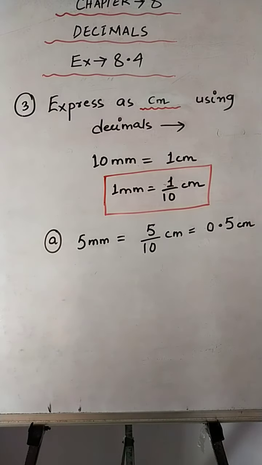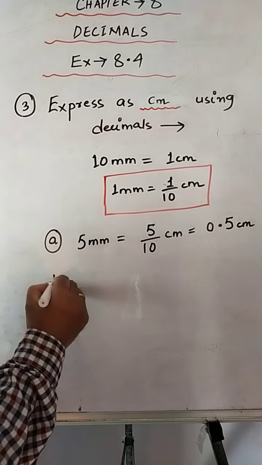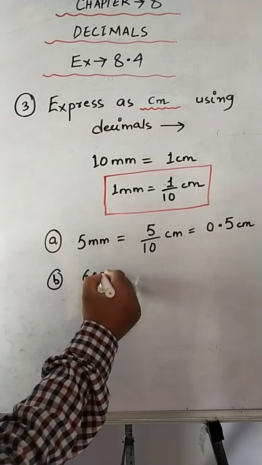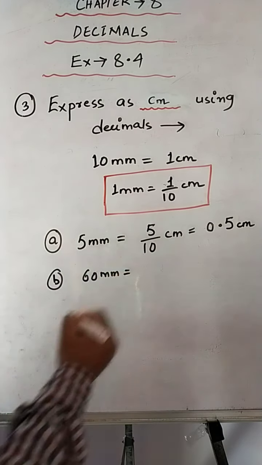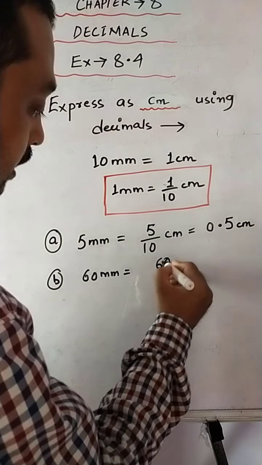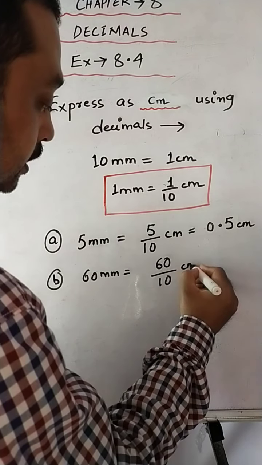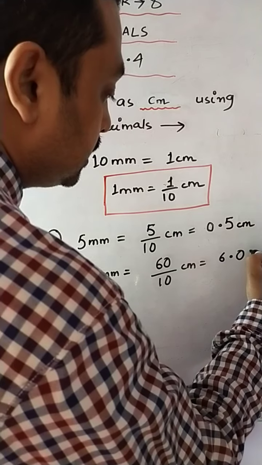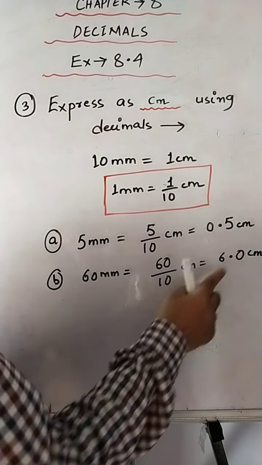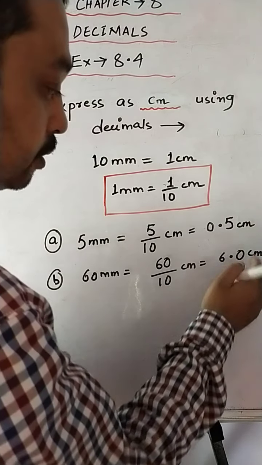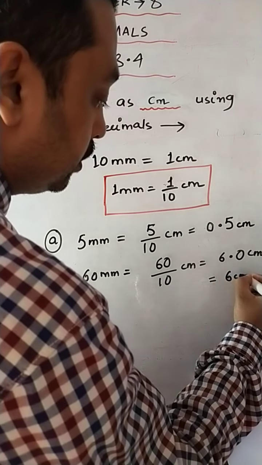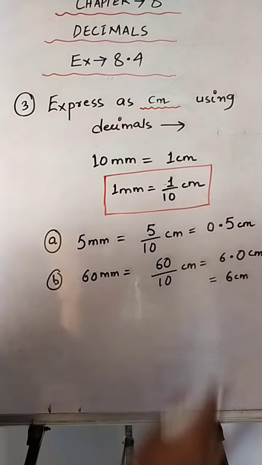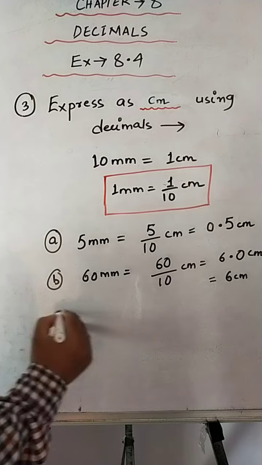Now let's do the second one, that is number B. In B we have 60 millimeter. So 60 millimeter means what? 60 by 10, isn't it? Now 60 by 10 means 6.0 centimeter. Okay, so in place of 6.0 centimeter, you can write 6 centimeter also. Both are okay.